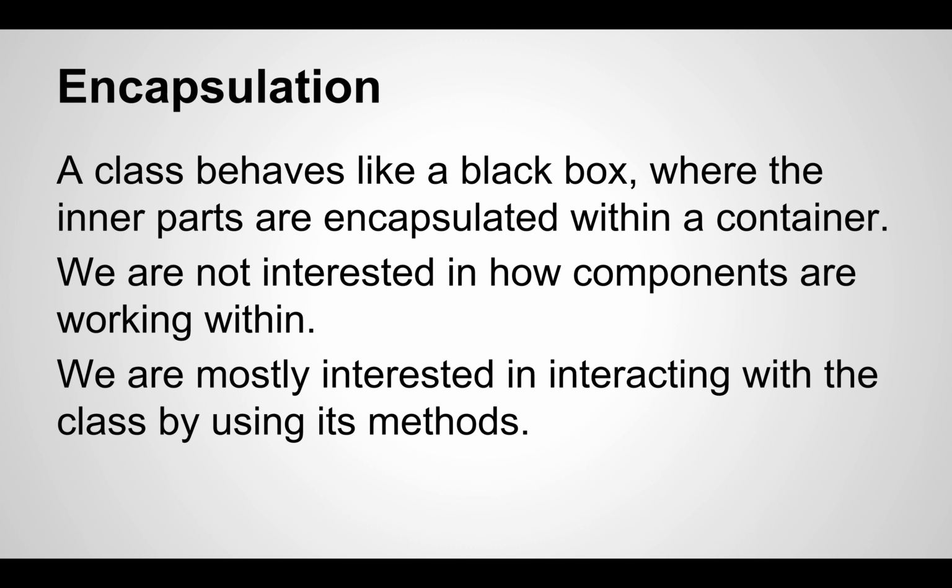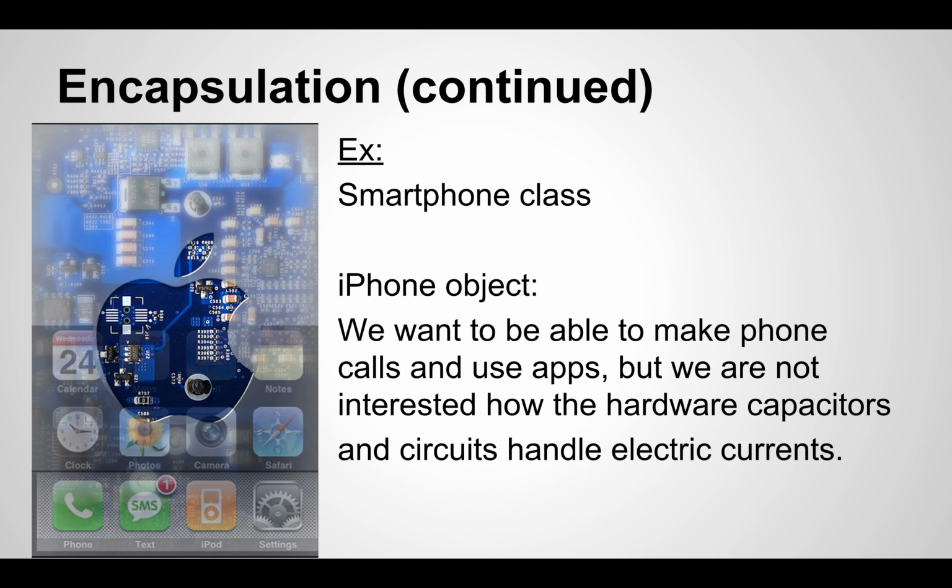All right. Now, the last principle of object-oriented programming is encapsulation. Last but not least. So what's encapsulation? A class behaves like a black box, where the inner parts are encapsulated within a container. What do we mean by that? It means that we are not interested in how the components are working within. What we are mostly interested in is how to interact with the class by using its methods.